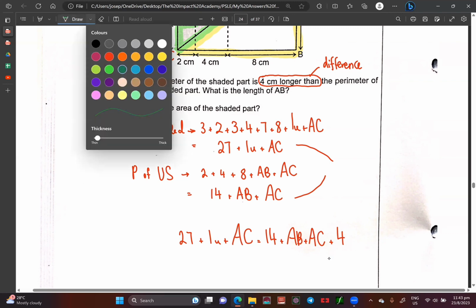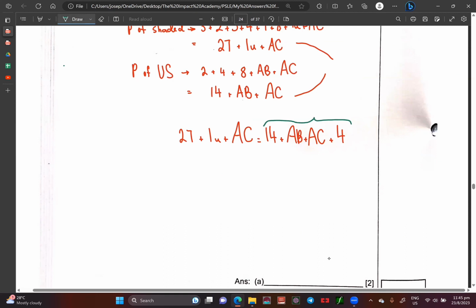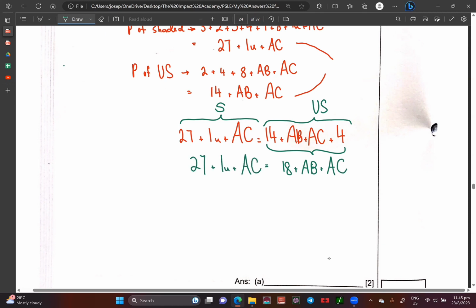Let me just make it very clear to you that this is actually the unshaded part, and this is the shaded one. What we want to do is make sure same families sit together. So first thing first, rearrange this part. We can see that this is basically just 18 plus AB plus AC, and the other one is 27 plus 1 unit plus AC. Since I have AC on both sides, I'm going to cancel AC. So we are going to shift this over. 18 over, minus, and 1 unit over, minus as well. Because 18 is positive, when I bring it over, I have to change the sign. 1 unit is also positive, so when I bring it over, I have to change the sign.